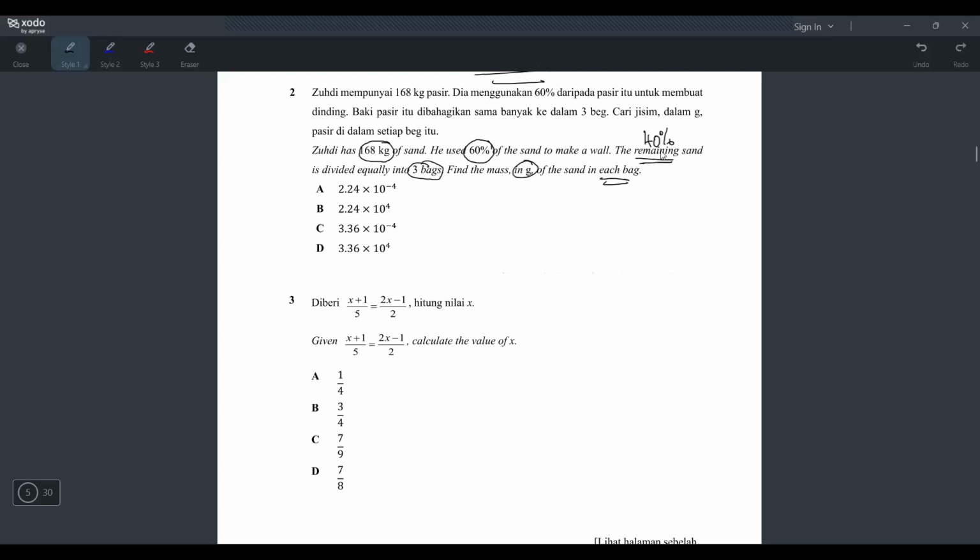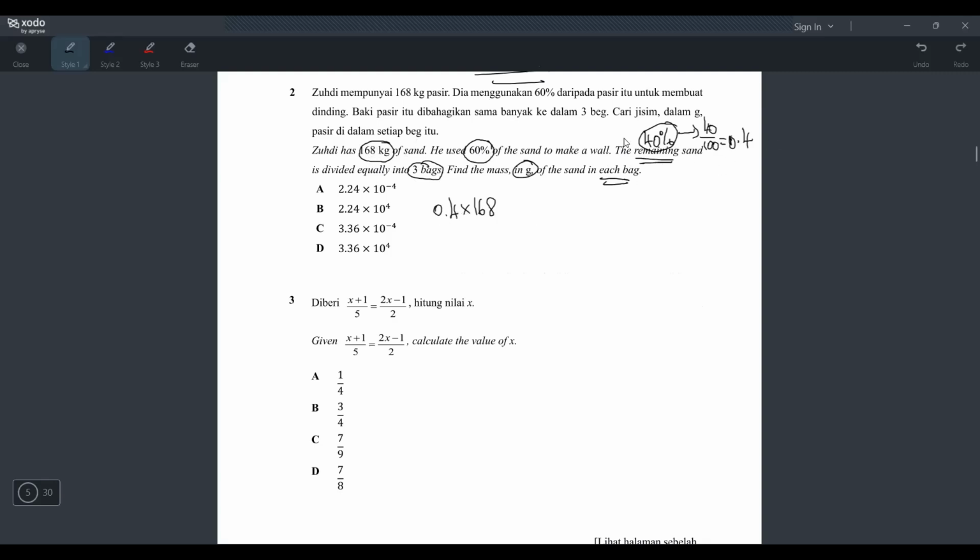So what I do now, the remaining 40% is divided into 3 bags. So I'll take 40% times 168. Or you can also say 0.4 times 168. Try to have this habit of converting percentage to decimal. This one is very important. So 40% is actually 40 divided by 100, and if you press 40 divided by 100, you get 0.4, not 0.04. Sometimes students are careless, they write 0.04 wrongly.